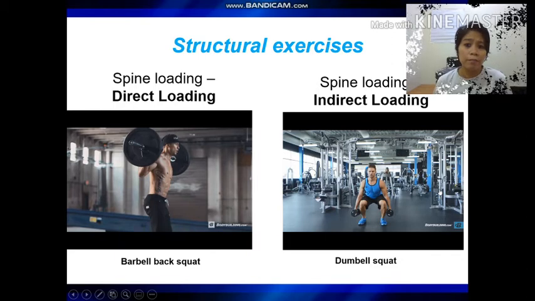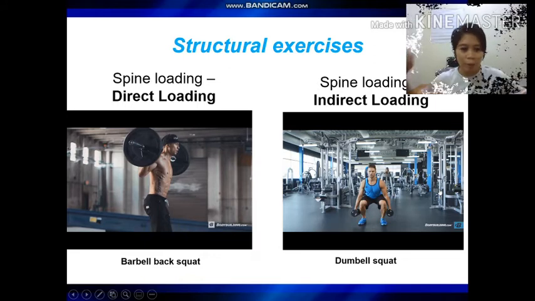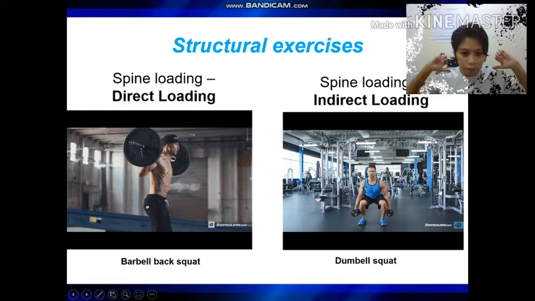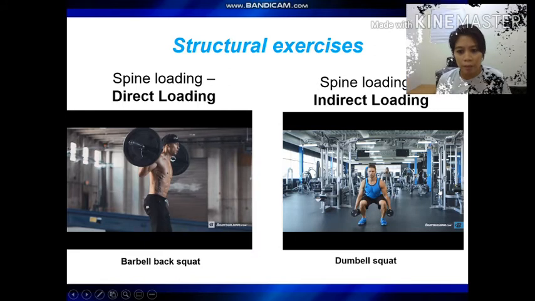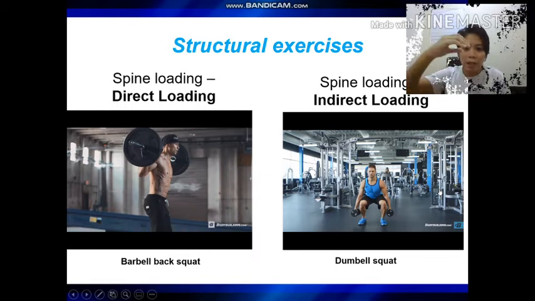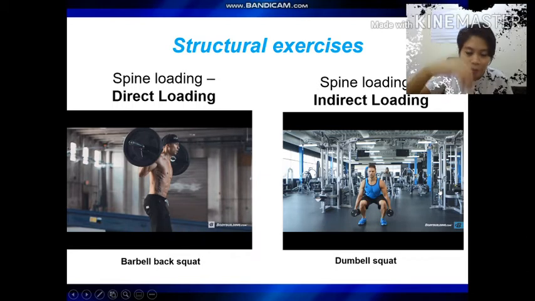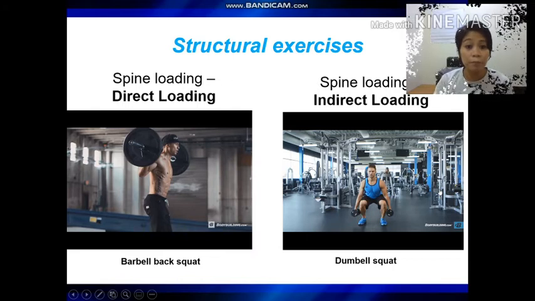If we're talking about these two squat exercises, one is direct loading because the weight is put on the traps muscle and loading the spine happens directly. Even though in the dumbbell squat loading the spine doesn't happen directly, indirectly it brings the force downward, and the spine will be loaded throughout the movement, upward, downward, right? So these two are structural exercises, the difference being one is modified by doing it with dumbbell, and one is barbell.